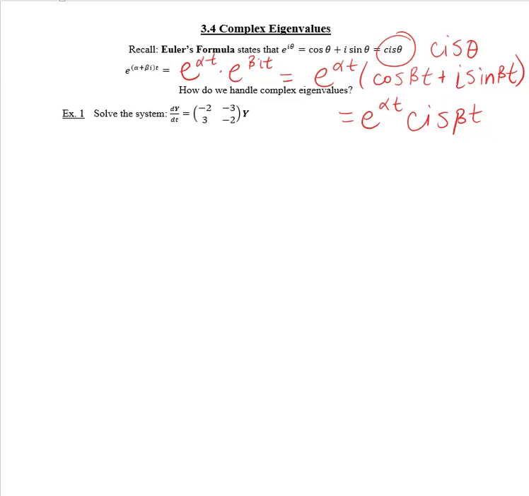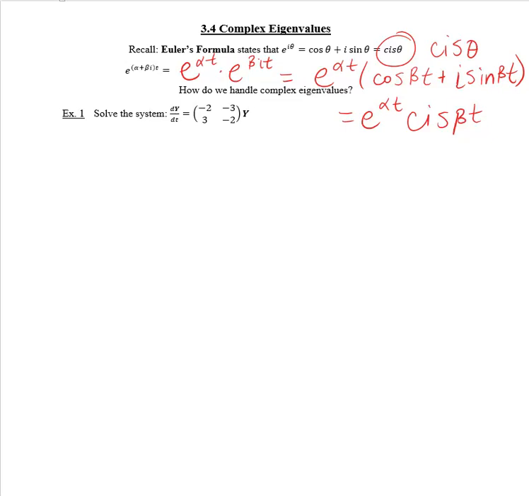So this will work even though we know there's two solutions when we have complex solutions, one with a positive and then its conjugate. But it doesn't matter. As long as we know one of them, we're good to go. So let's talk about how that applies to solving a system of equations where we get those complex eigenvalues.